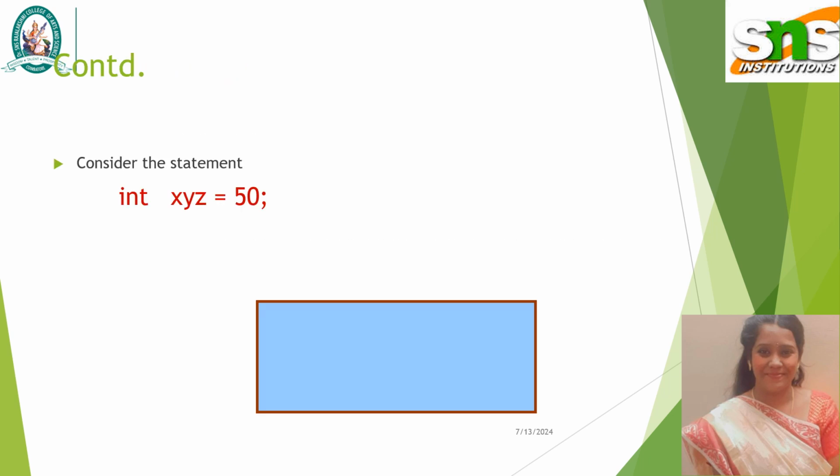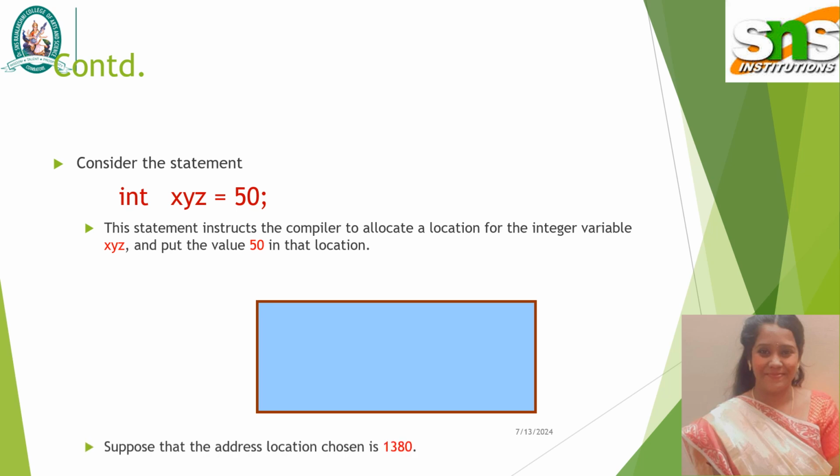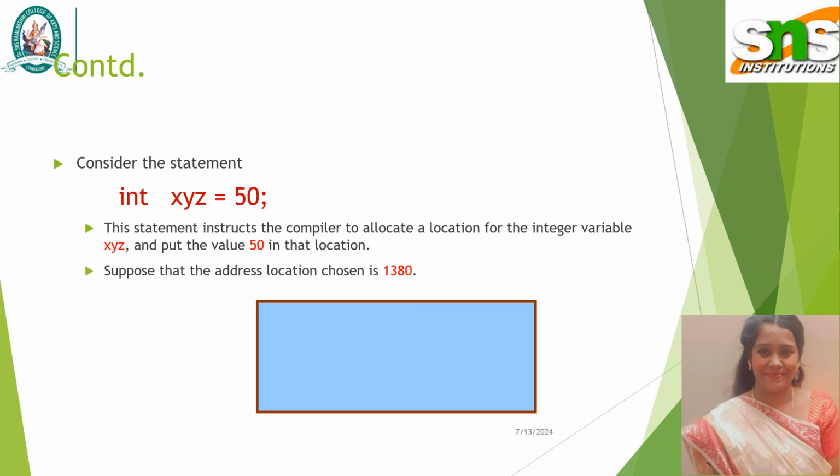So consider this statement: xyz equals 50, where xyz is a variable that has the data 50 and the data type is integer. Now look at this. Suppose the memory address of this variable is 1380. In the memory location 1380, the data 50 will be stored. So xyz is the variable, 50 is the value, and 1380 is the address.